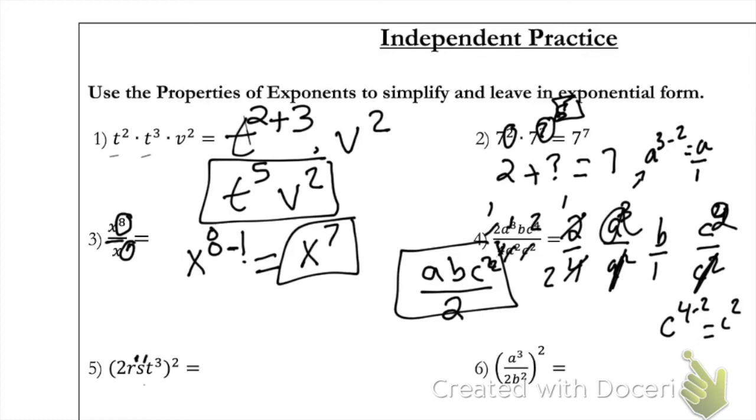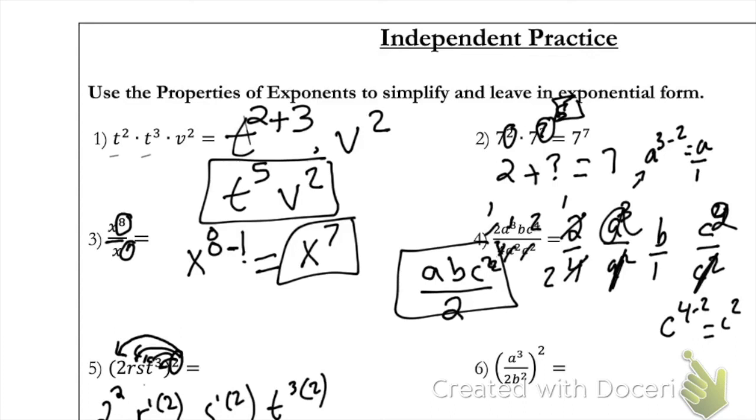So you need to distribute the 2 to all terms, so you need to distribute the 2 to each one. So really, you're going to have 2 to the 2nd, r to the 1st times the 2, s to the 1st times the 2, and then t to the 3rd times the 2. And then we can simplify this.